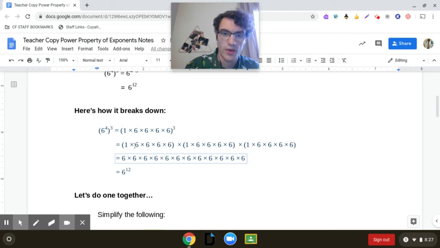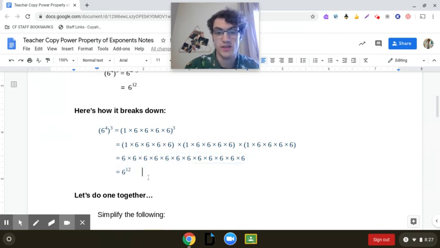That is how we break down 6 to the 4th to the 3rd power. Because in reality, when we do that, we end up with 6 times itself 12 times, or 6 to the 12th power. Again, we're breaking this out not to make it more confusing, but to help us understand what's happening.